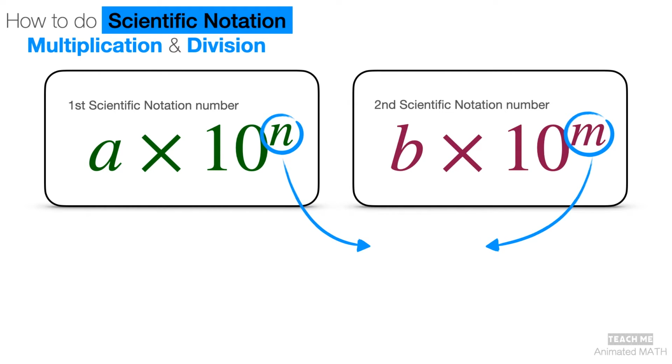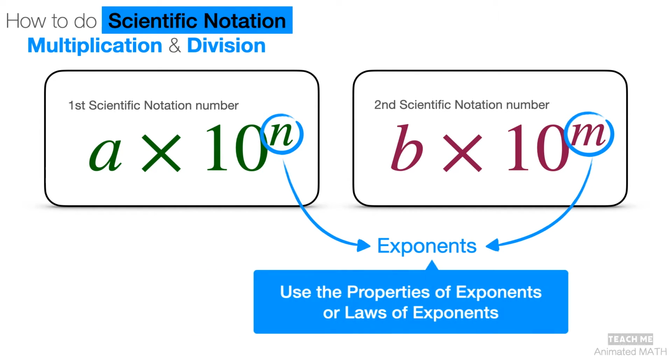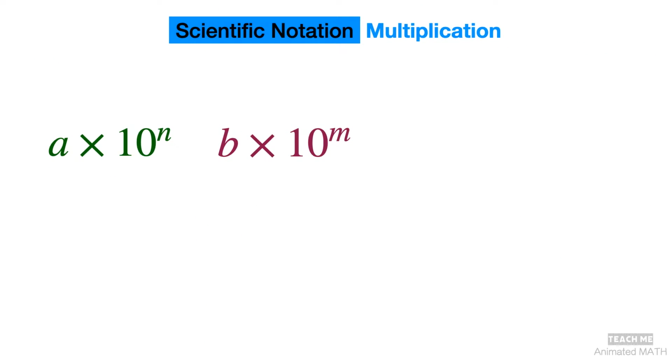This means that you can simplify scientific notation, multiplication and division by applying concepts from the properties of exponents or laws of exponents. I put the link in the upper right corner of the video and the description below in case you are not yet familiar with it. These special rules will pretty much make solving scientific notation, multiplication and division much easier for you. So pay close attention. First, let's learn how to do scientific notation multiplication.